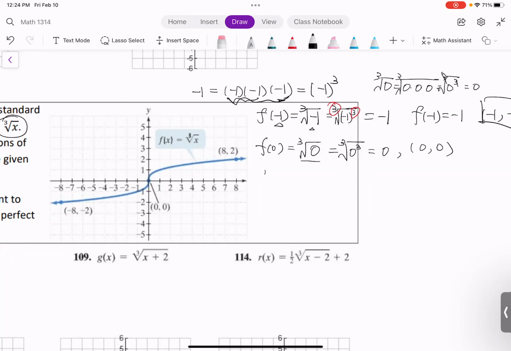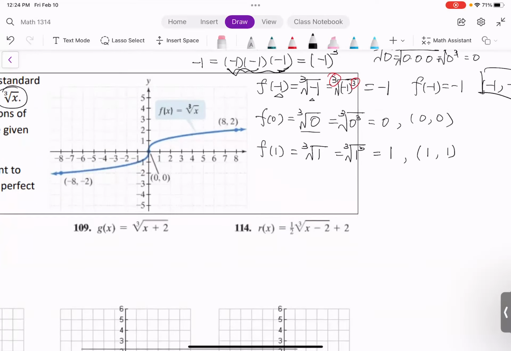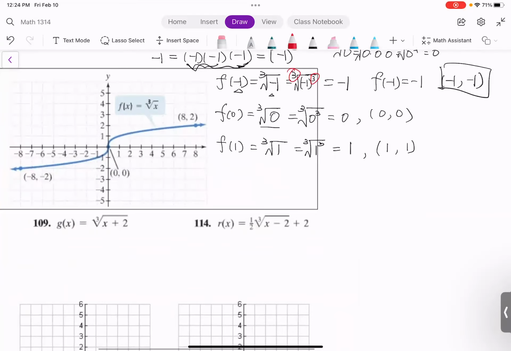Last key point, let's try 1. Cube root of 1, is that cube root of 1 cubed? Yes, 1 equals 1 times 1 times 1. Then cube root and cubed cancel, and we have 1. The third key point is 1, 1. Now I have 3 easy key points. For f of x, they are -1, -1; 0, 0; 1, 1.